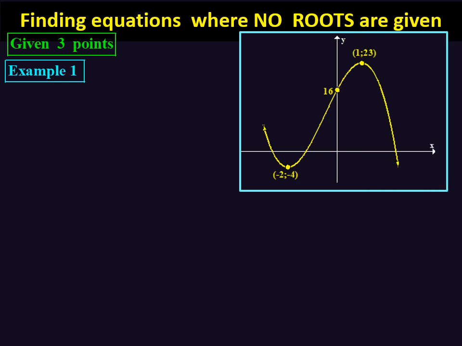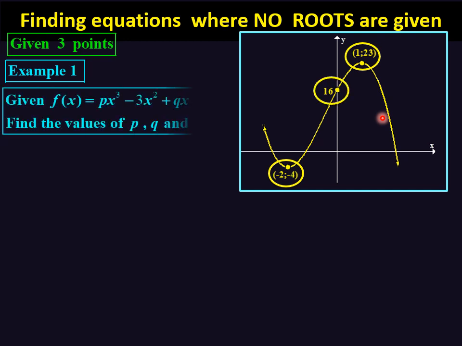Now let's look at examples where there are no roots given. Let's say you look at an example where we have 3 points. So we have a turning point in this case, and a y-intercept, and another turning point. So we've got 3 sets of points there. But no roots. See, there are no roots. There is a point, and we also have a y-intercept.